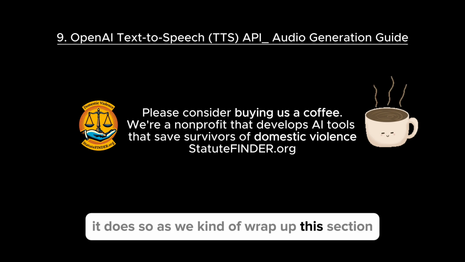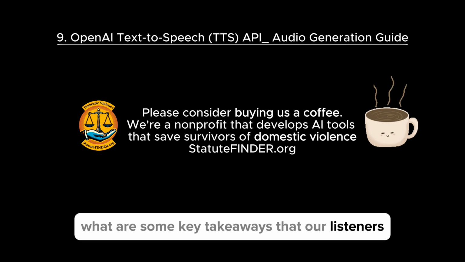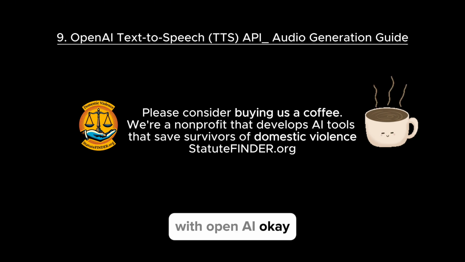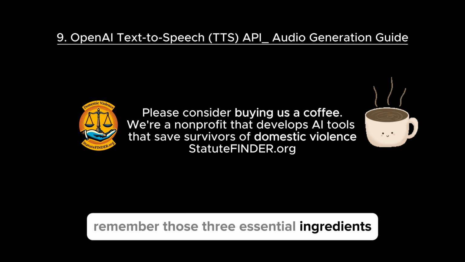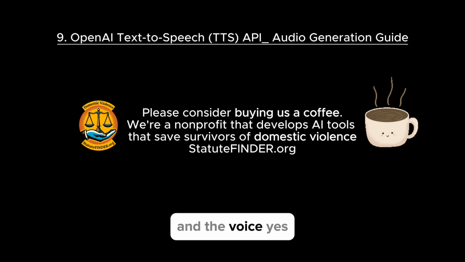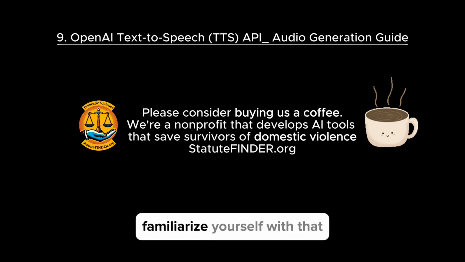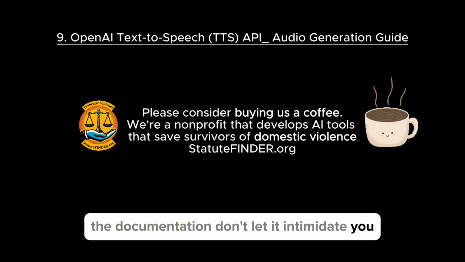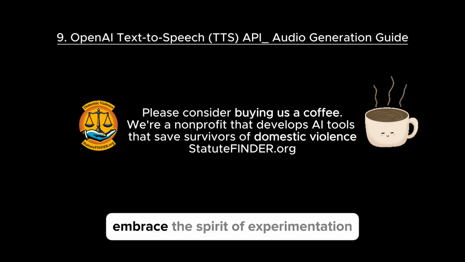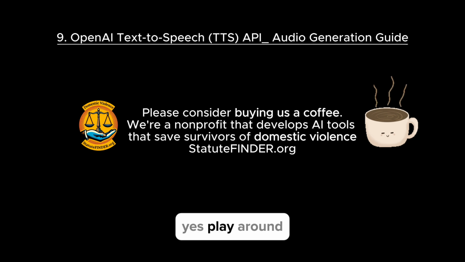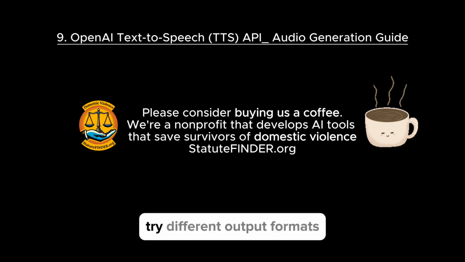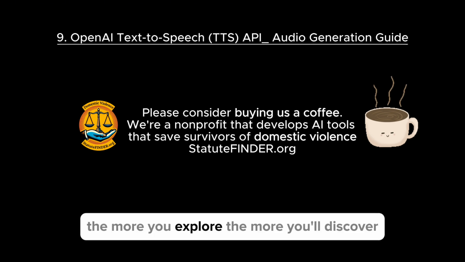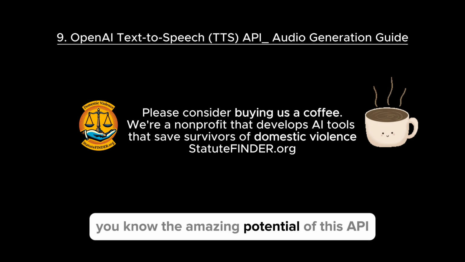It does. So as we wrap up this section, what are some key takeaways that our listeners should keep in mind as they embark on their text-to-speech journey with OpenAI? Okay, so quick recap. Remember those 3 essential ingredients: the model, the text, and the voice. Yes. Those are your building blocks. Got it. Also, familiarize yourself with that simple Python code structure that they provide in the documentation. Don't let it intimidate you. Don't be scared. And maybe most importantly, embrace the spirit of experimentation. Yes, play around with different voices, try different output formats, even see how the model responds to different input text. The more you explore, the more you'll discover the amazing potential of this API.